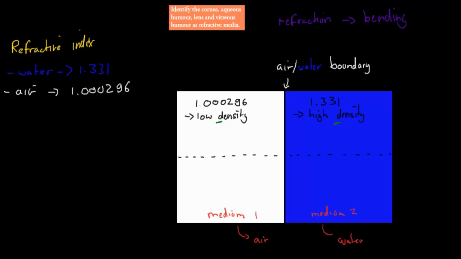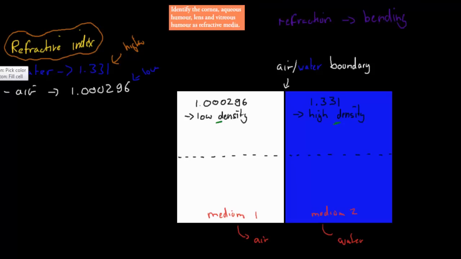And then that same thing is described by something called the refractive index. The refractive index is just showing you how much light will bend. Something that has higher density will have a higher refractive index. So you can see water has higher density, so therefore it has a higher refractive index of 1.331 compared to air, which has a lower refractive index because it has lower density, and it has a refractive index of 1.00296. Don't remember those numbers, you don't have to. All I'm trying to say is air is low density and water is high density, therefore water bends light more than air.